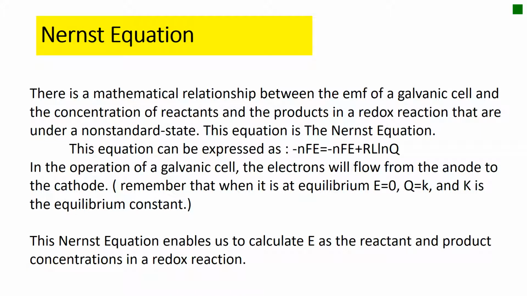There is an equation called the Nernst equation. It is a mathematical relationship between the EMF of the galvanic cell and the concentrations of reactants and products in a redox reaction under non-standard state conditions. Remember, in order for this equation to work, it has to be under a non-standard state. That is a very important part of using this equation.